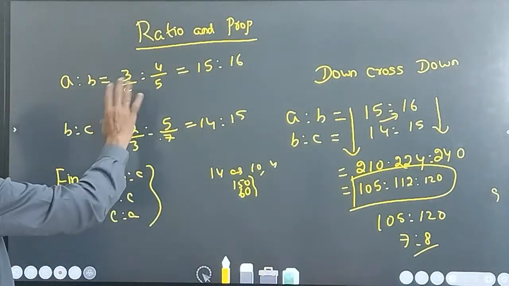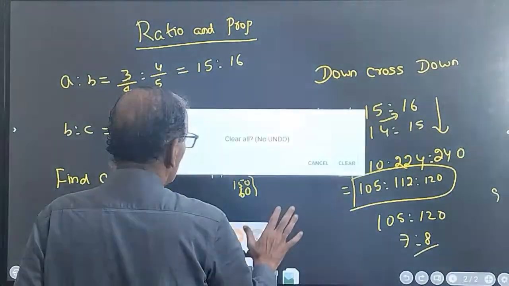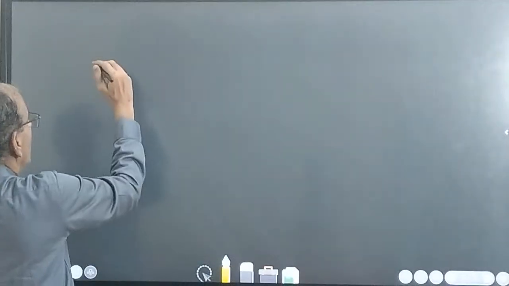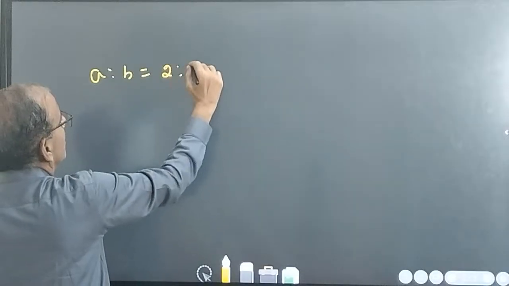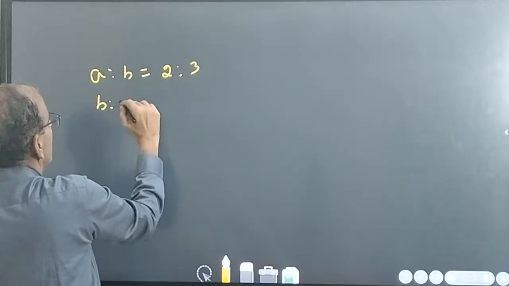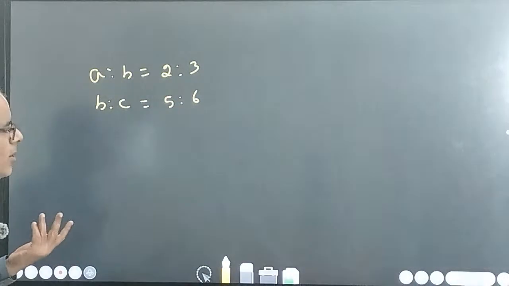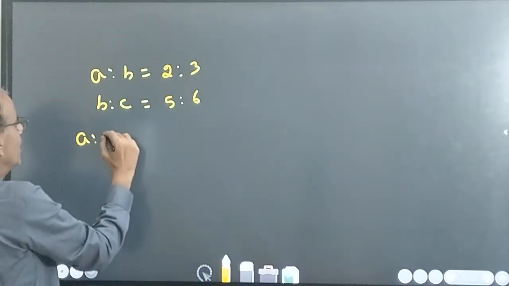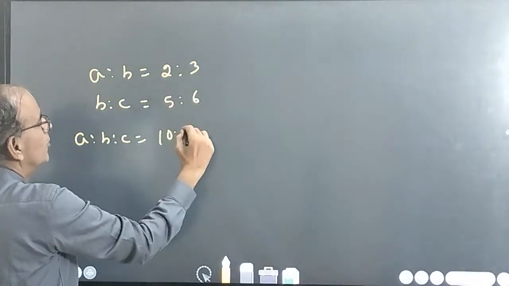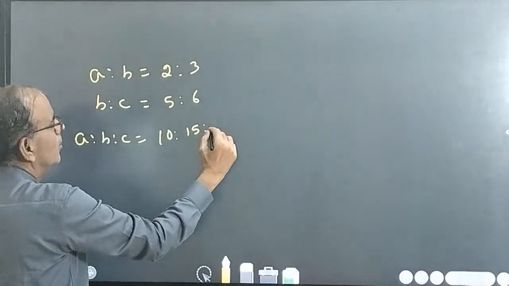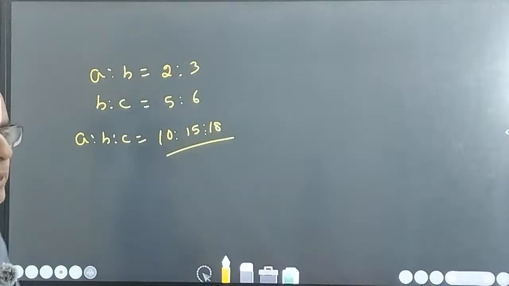So, sometimes they give A is to B. Okay, I'll give it in another form. Suppose they give A is to B, 2 is to 3, B is to C, 5 is to 6. Very simple. What is A is to B is to C? 2 into 5, 10. 5 into 3, 15. 3 into 6, how much? 18. What is the answer? 10 is to 15 is to 18. That is the answer.